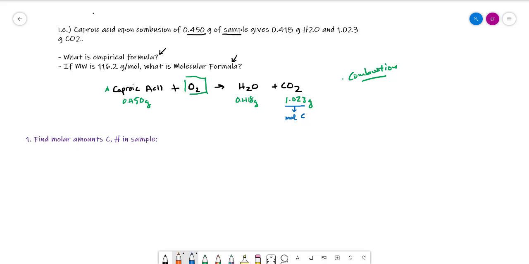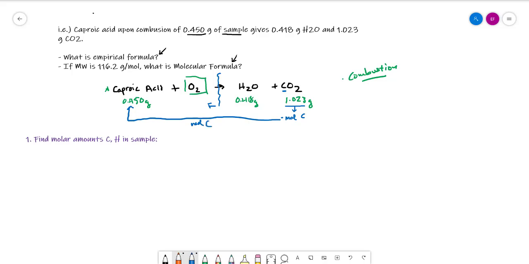We know that on the reactant side, the only possible source of carbon in the overall reaction has to be coming from caproic acid, right? Because we're mixing it with oxygen gas, which is just pure O2. So if we're yielding CO2 with carbon, that carbon must be coming from caproic acid. So if we can figure out the number of moles of carbon in the CO2, that's going to be the same as the moles of carbon in the caproic acid. So that's our first step.